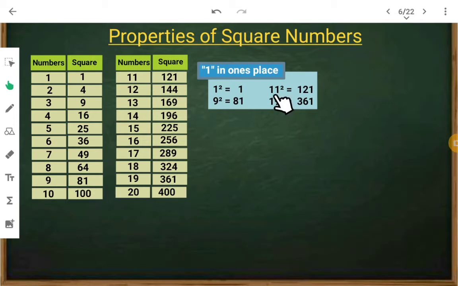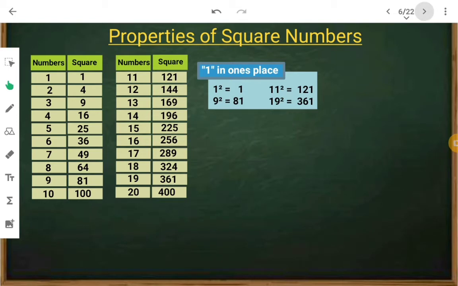11 square is 121. 19 square is 361. What do you observe from these values? Yes, you may see in the ones place we have 1. So you will get 1 in the ones place when you are squaring 1, 11, 21, like that, and also 9, 19.